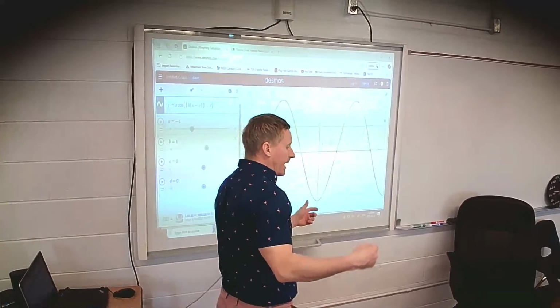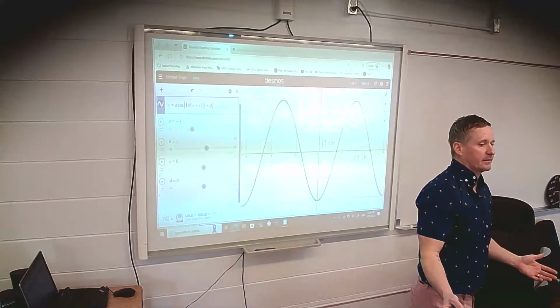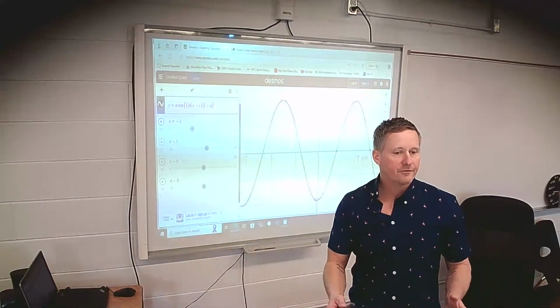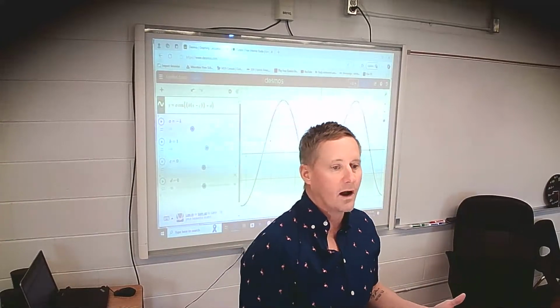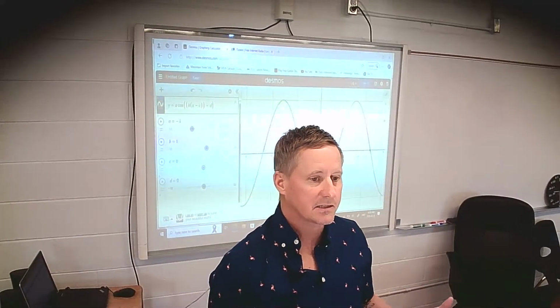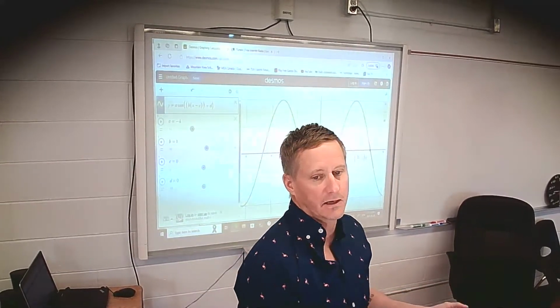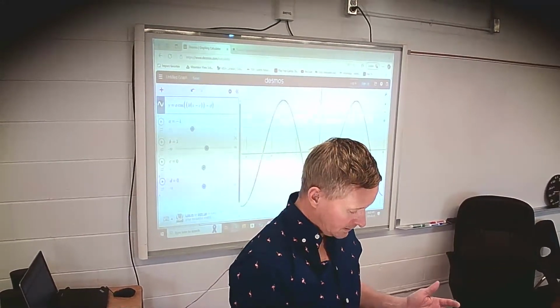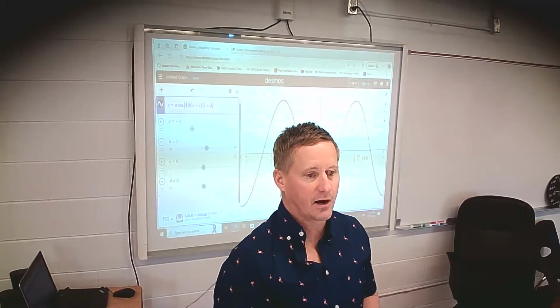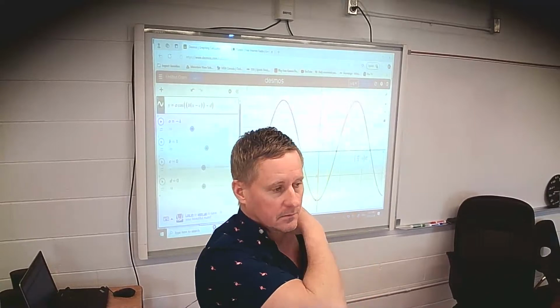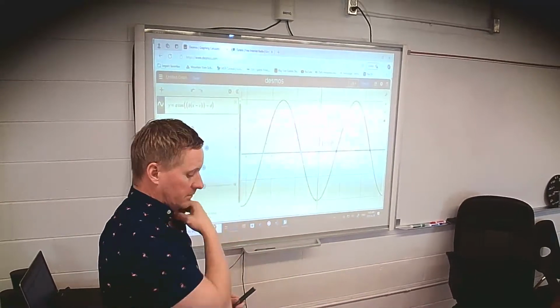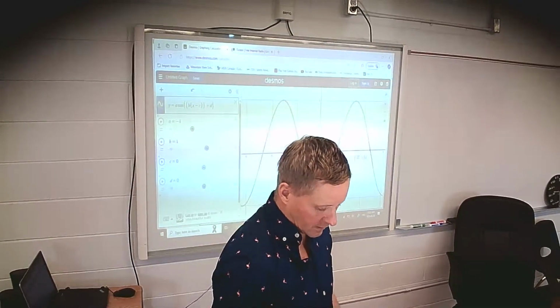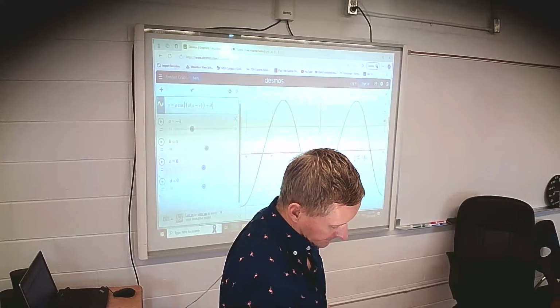X or y? Which one does it affect? It only affects the y values. So the x's stay the same, therefore the x-intercepts stay the same, therefore the period stays the same. What's the y-intercept in this graph now? Negative 4. Okay?